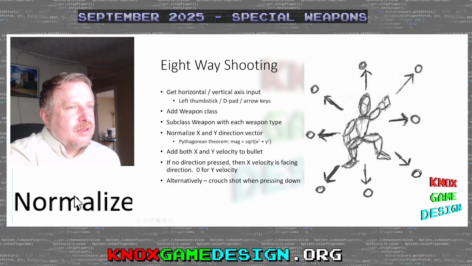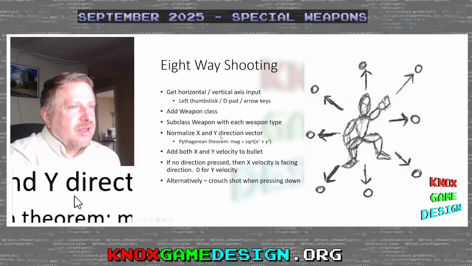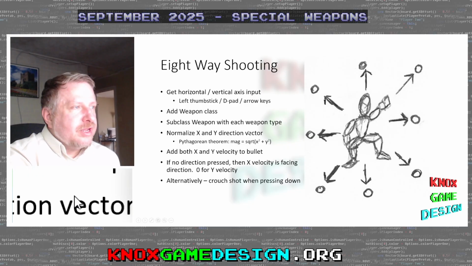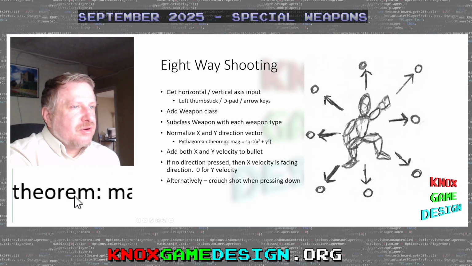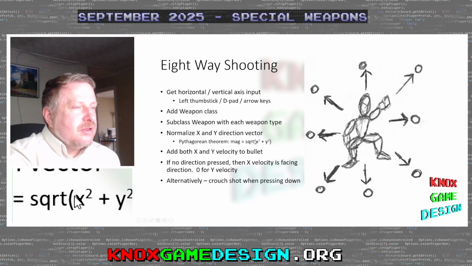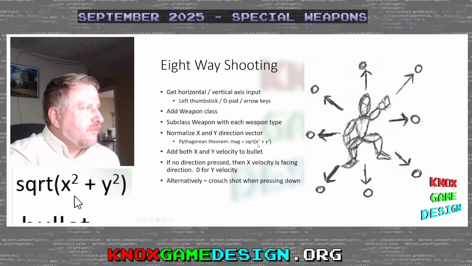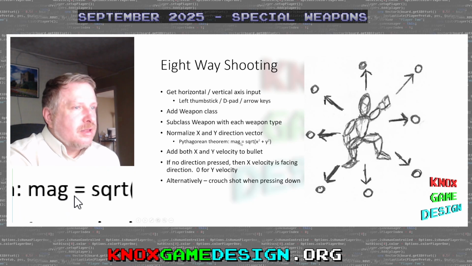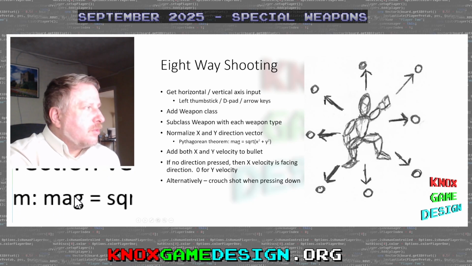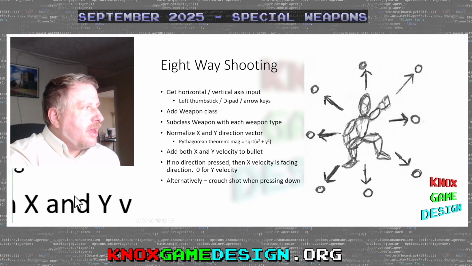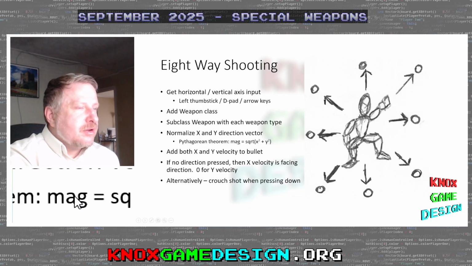What you want to do is normalize the X and Y vectors of the direction the player's holding. We use the old Pythagorean theorem to get the magnitude, square root of x squared plus y squared, of the direction the player is pressing. That gives you the magnitude of that vector. Then you just divide the x and y components by that magnitude to get the initial velocity and the normalized vector for that projectile.